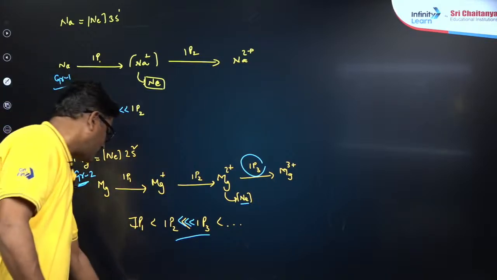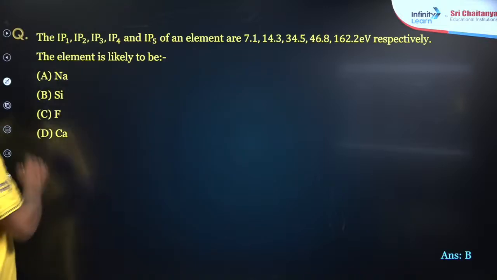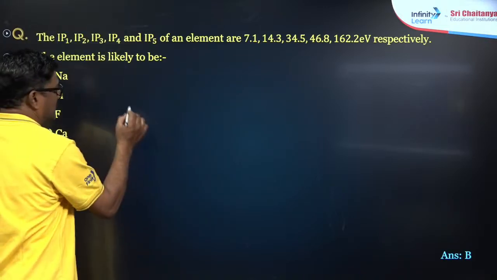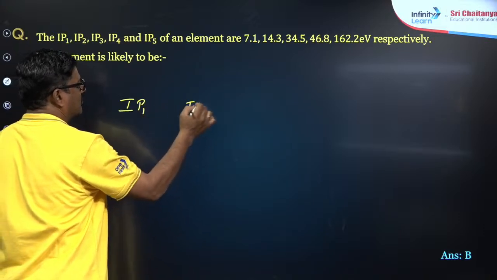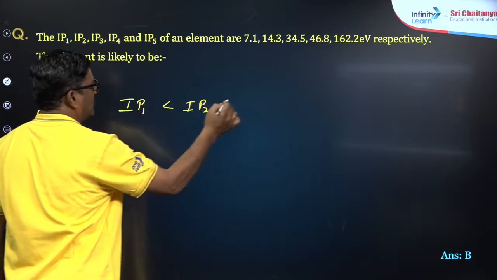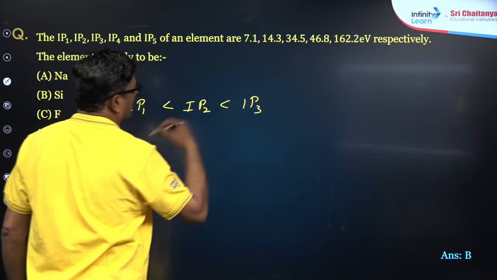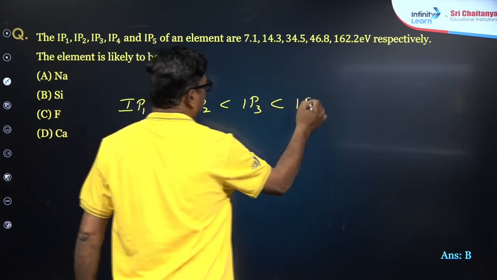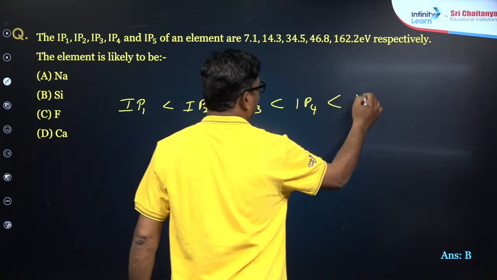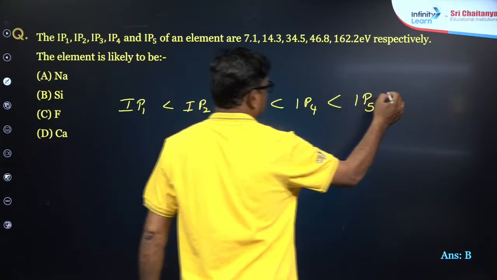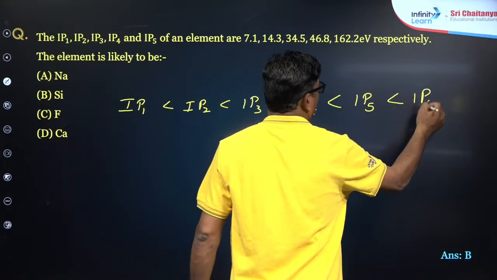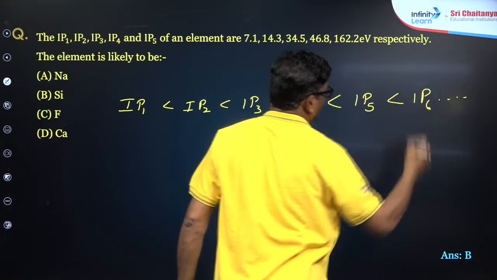So let us come back to our question. I want to say IP1 and IP2 and IP3 and IP4 and IP5, how many IPs can it have? जितना इलेक्ट्रॉन होता है उतना IPs you can have.